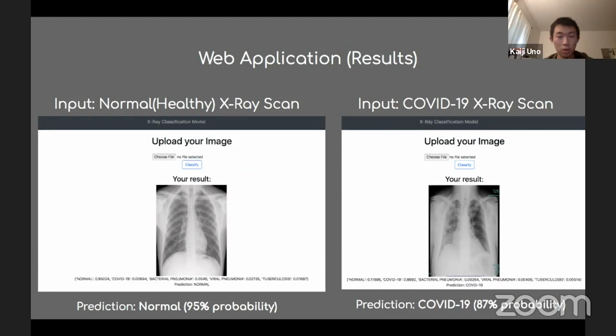When we input the normal X-ray scan, the model predicted that the probability of the patient having normal lungs is 95%, and the probability of other diseases are all quite low. When we input the COVID X-ray scan, it predicted that the probability of the patient having normal lungs is 12%, whereas for COVID, it is 87%. So using these predictions, it successfully determined that the patient indeed has COVID.